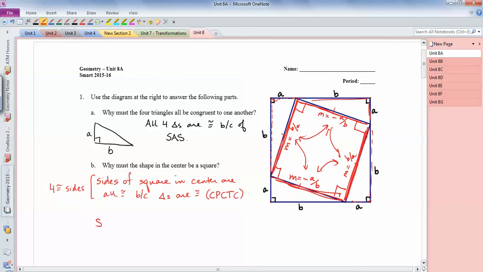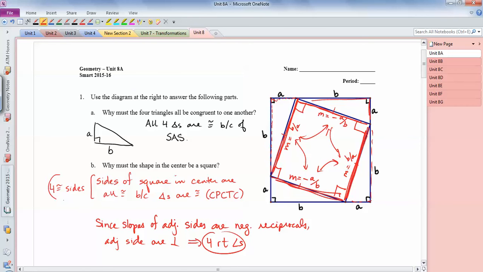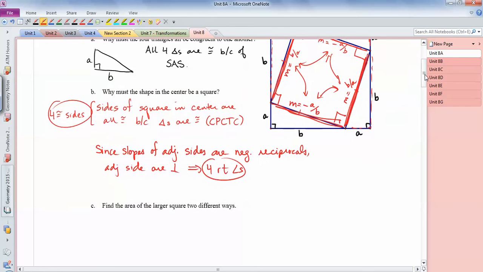So since the slopes of, let's say, adjacent sides are negative reciprocals, all adjacent sides of the square are perpendicular. And so then that's how we get four right angles. So we got four congruent sides and four congruent angles. And so from these two things put together, we know that the center is a square.